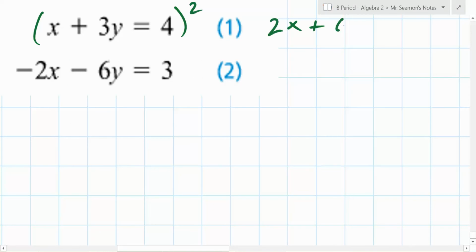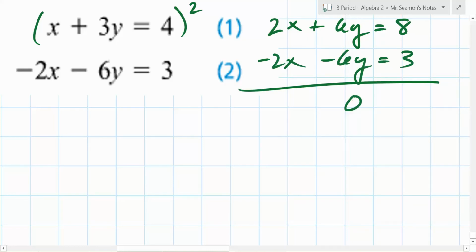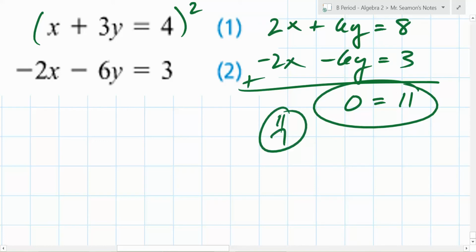2x plus 6y is equal to what? 8. And then what do you get? Negative 2x minus 6y is equal to what? When you add them together, what do you get? 0 equals 11. We're adding them. What's the problem? That's not a true statement.